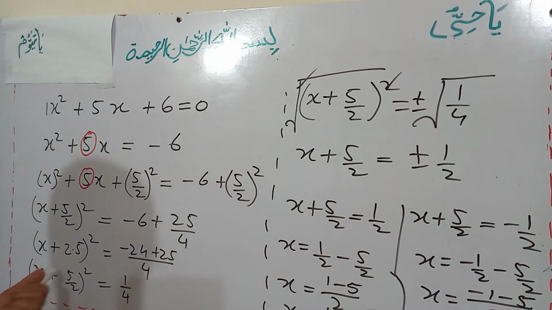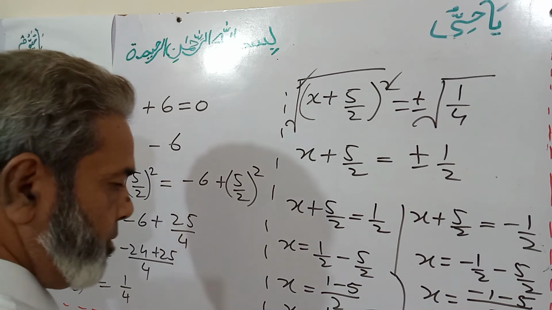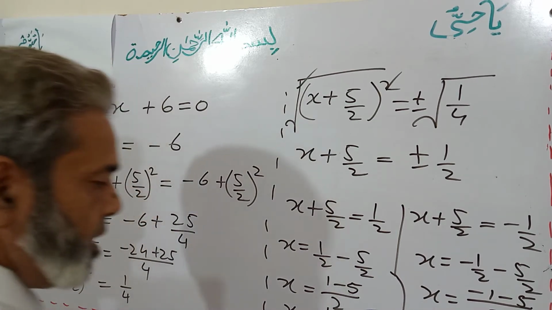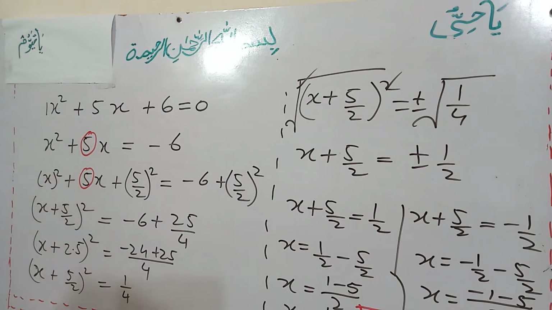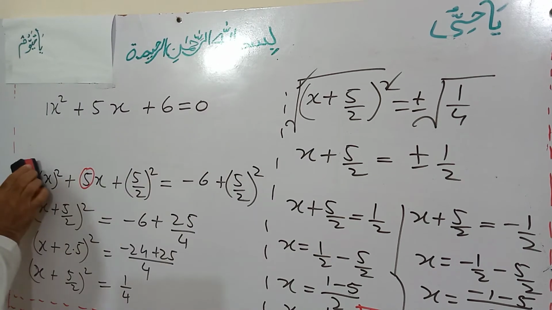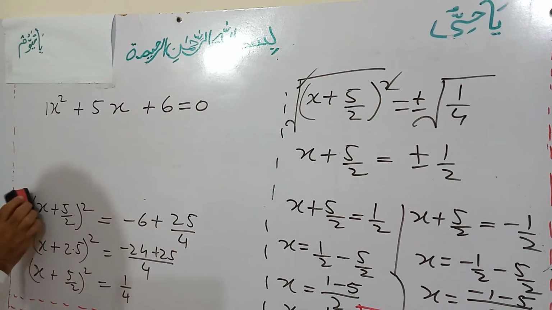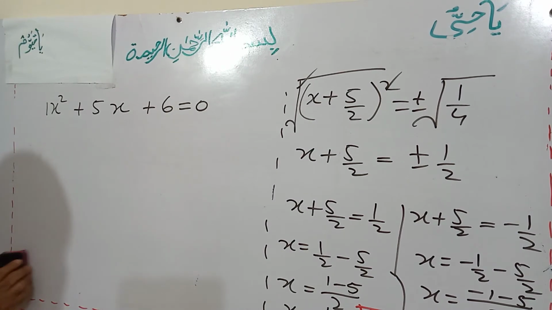You can compare this answer with the previous answer which I have calculated with the middle term breakage. Both the answers are the same. So this is the solution of a simple quadratic equation. Now I will solve a slightly more difficult one with a coefficient of x square. I will explain how to solve a quadratic equation having a coefficient with x square.